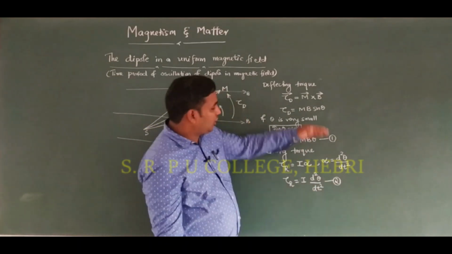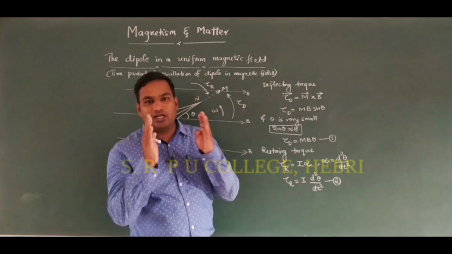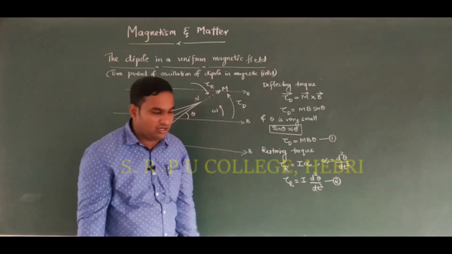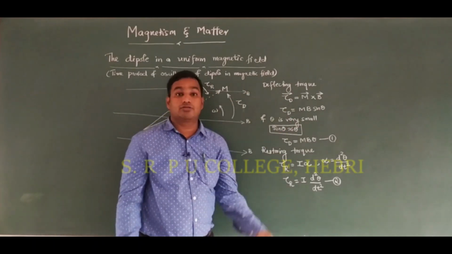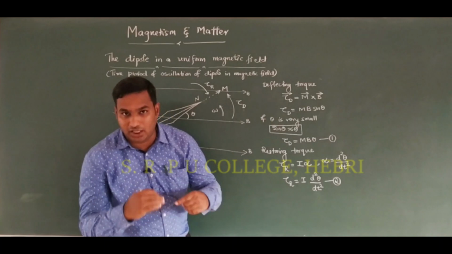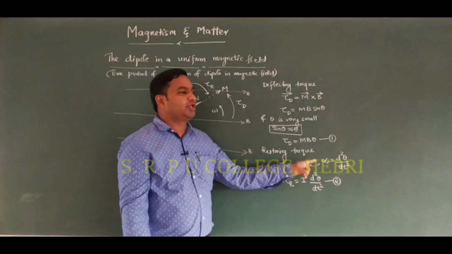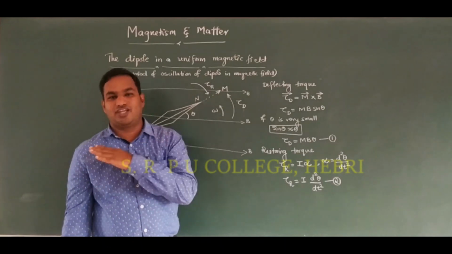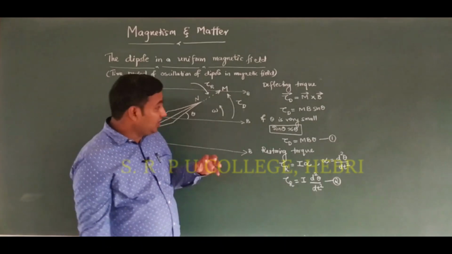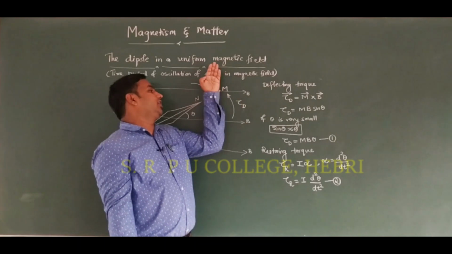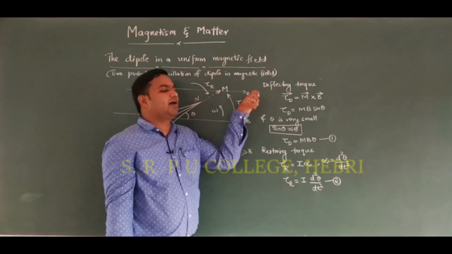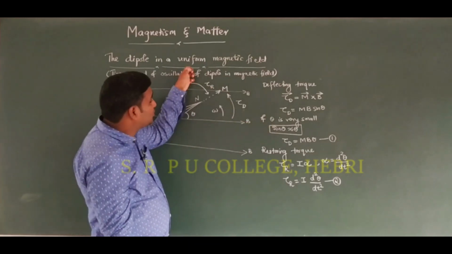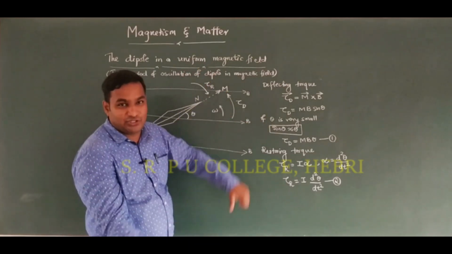Dear student, there are two important torques we got. One is the deflecting torque, due to the external uniform magnetic field. That deflecting torque is opposed by the magnetic needle using the restoring torque, which tries to regain or restore its original condition. And again I say, as the deflecting torque goes on increasing, if I apply more and more uniform magnetic field, automatically the restoring torque also goes on increasing.